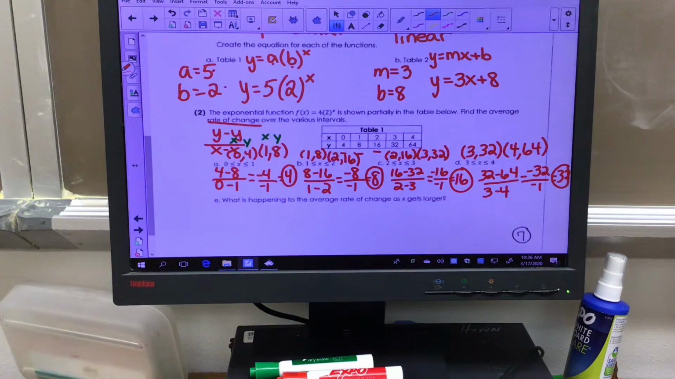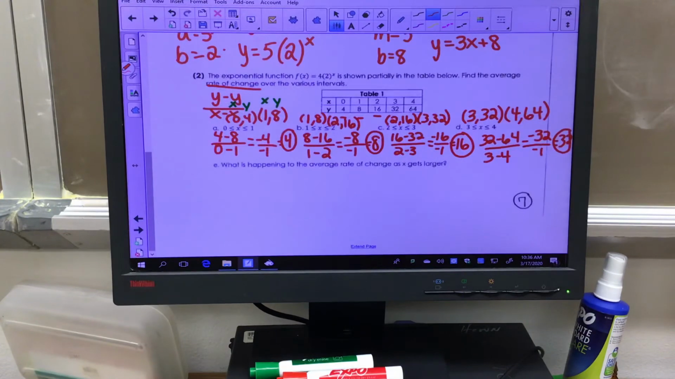4 plus 4 is 8, so 4 times 2 is 8. 8 times 2 is 16. 16 times 2 is 32. So just like that, I found the pattern. What is happening to the average rate as x gets larger? It's multiplying by 2.